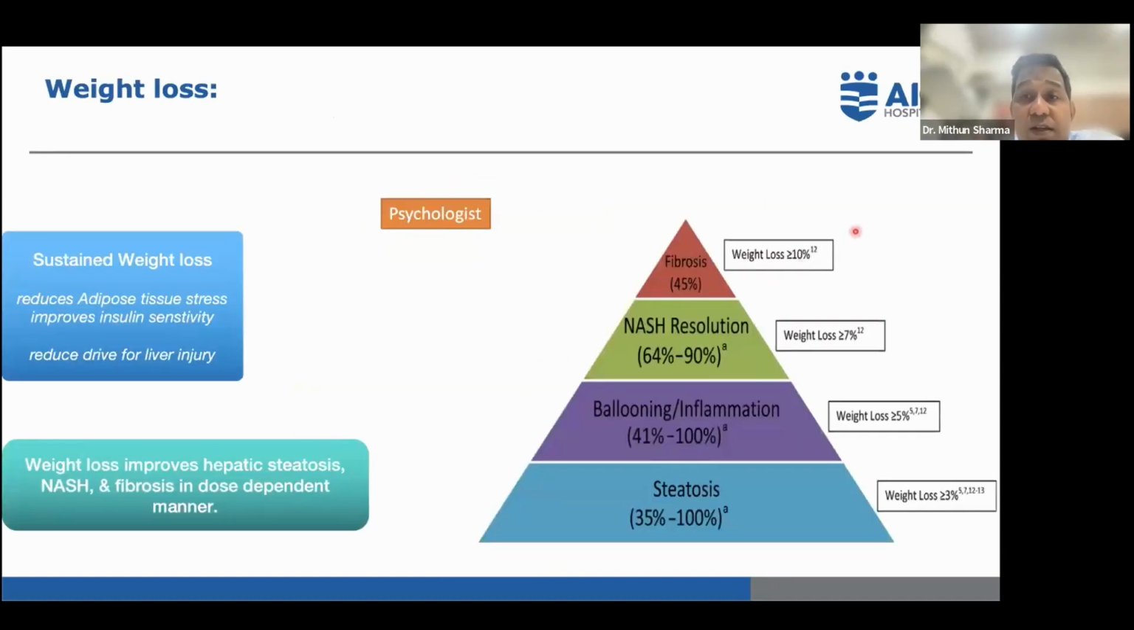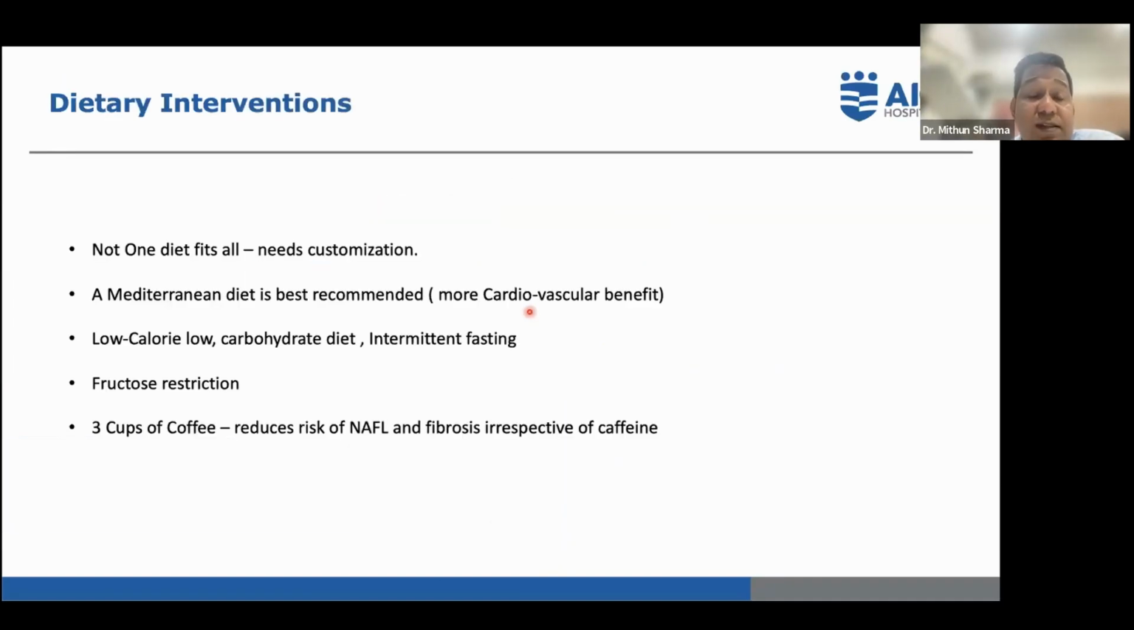So for weight loss, it is recommended to lose at least more than 10% for fibrosis resolution, around 7% for NASH resolution, around 5% for ballooning to go away, and 3% for steatosis. What is important is sustained weight loss. There should not be ups and downs, and that is where you need somebody to motivate the patients to lose weight. It can be aerobic activity, it can be resistance exercise. Coming to diet, we should understand that no one diet fits all. Some people recommend a Mediterranean diet because it has been proven to have an additional cardiovascular benefit.